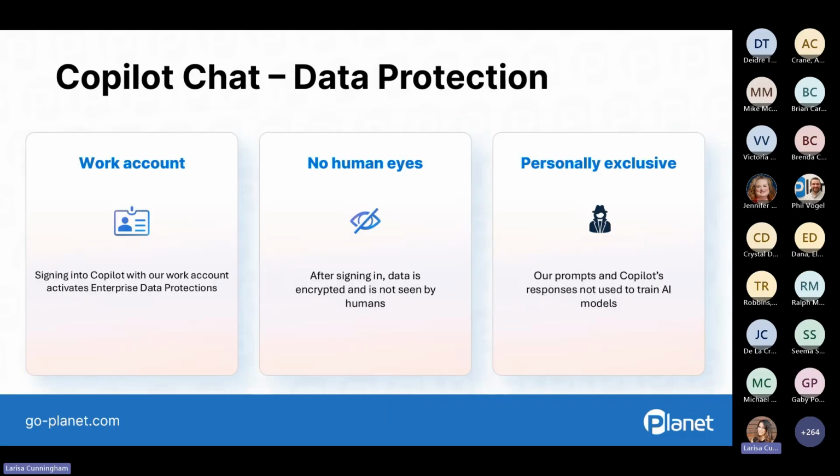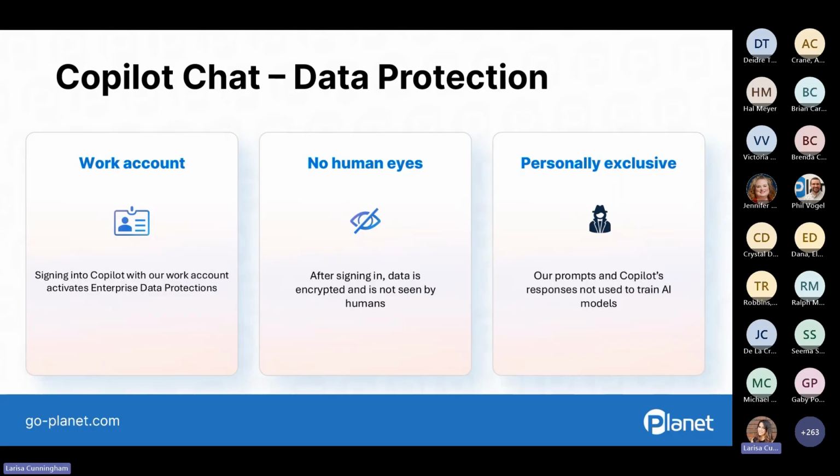So again, this is supposed to work with your work account, so you should be able to sign in with those normal credentials. If you're using a personal account, you're not going to get that same enterprise data protection, so just keep that in mind. But there's no human eyes on it. After you sign in with your work account, your data is going to be encrypted, and it's not going to be seen by any other people. You'll see your chat history, but no one else can access it. It is also personally exclusive, so our prompts and Copilot's responses are not, again, going to be used to train anything. So you have that peace of mind.